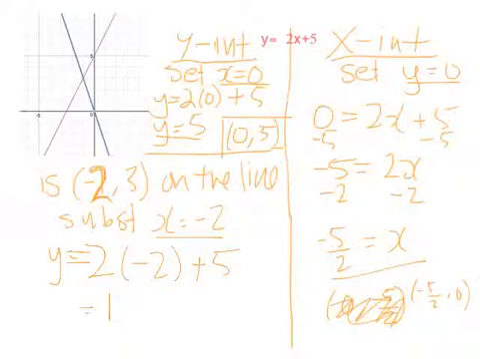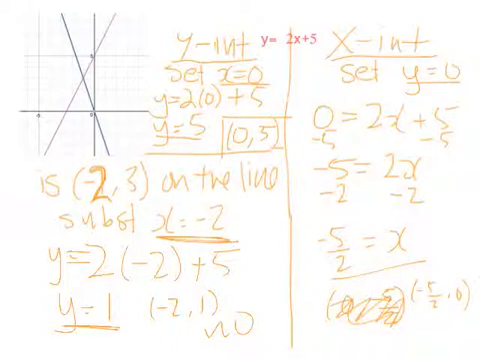Okay, and if you put it in your calculator now, you get 1. So actually, negative 2, 1 is on the line, right? When x equals negative 2, y equals 1. So negative 2, 1 is on the line. So is negative 2, 3 on the line? No, it's not on the line, right?